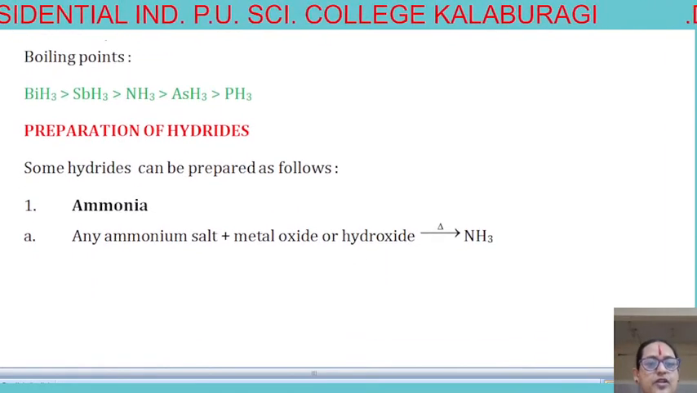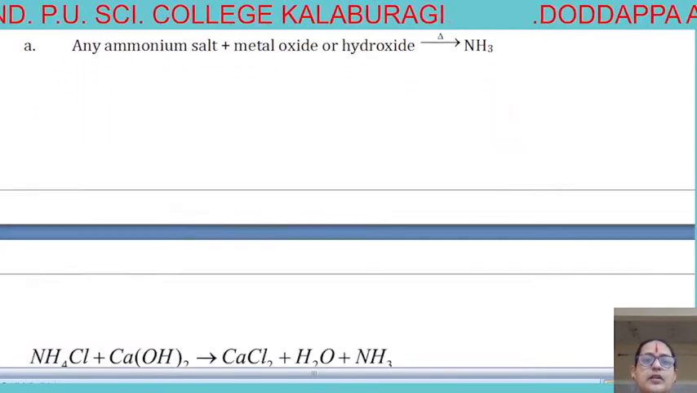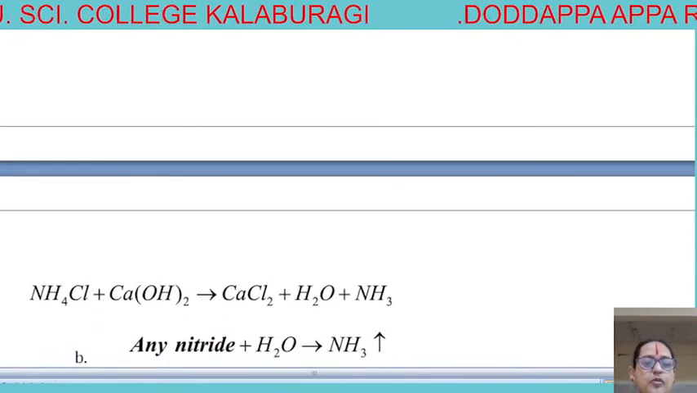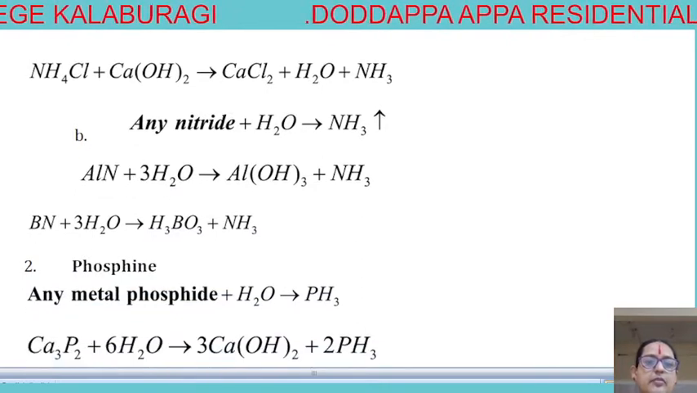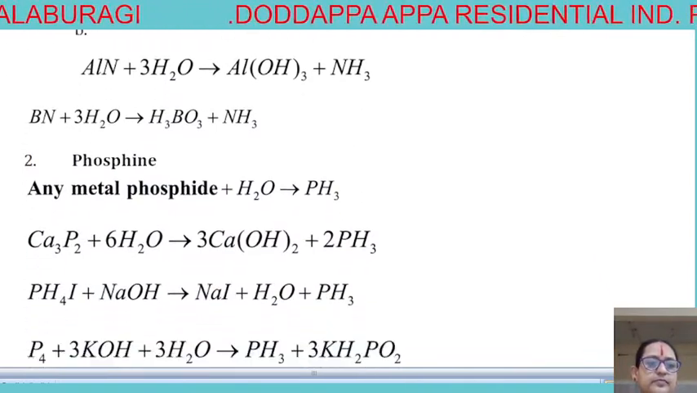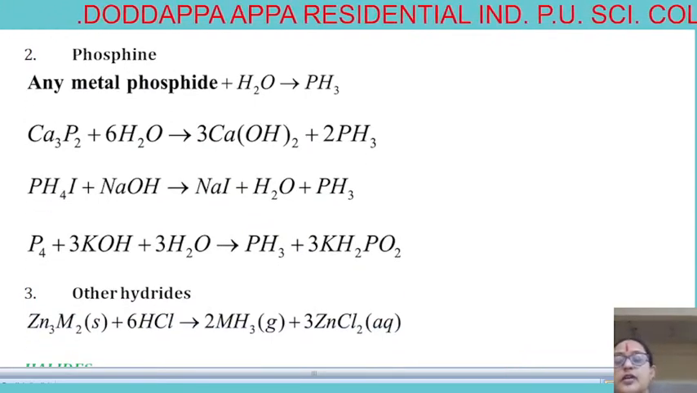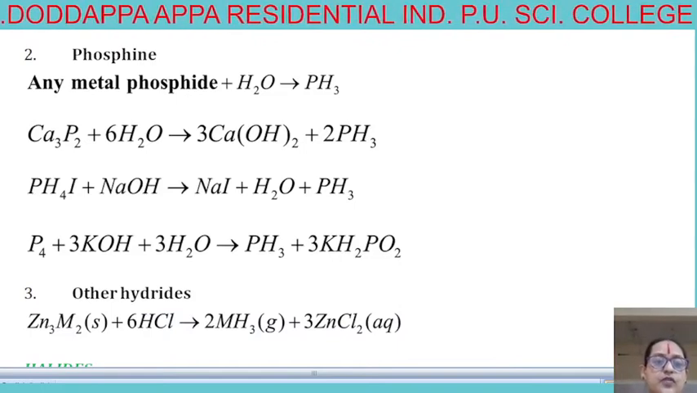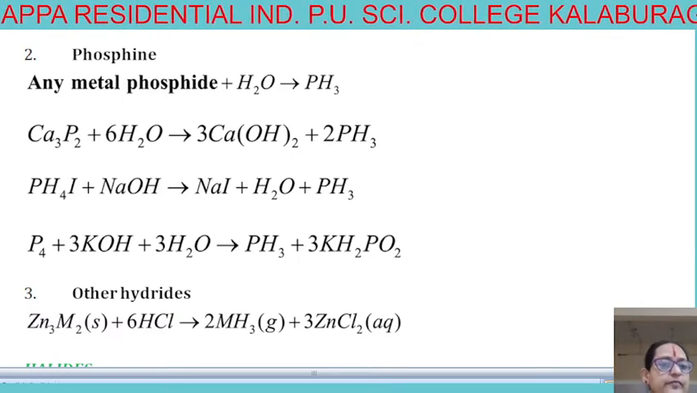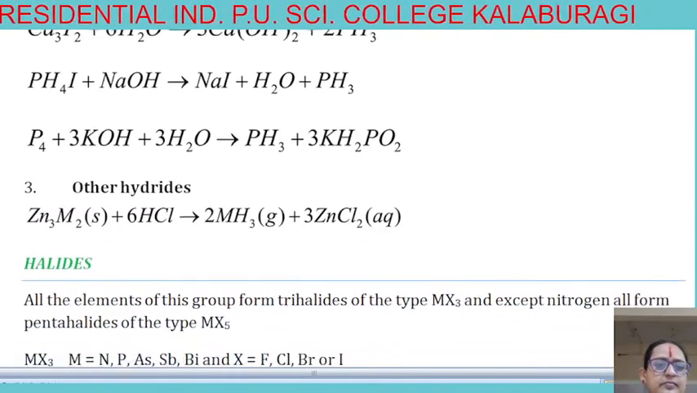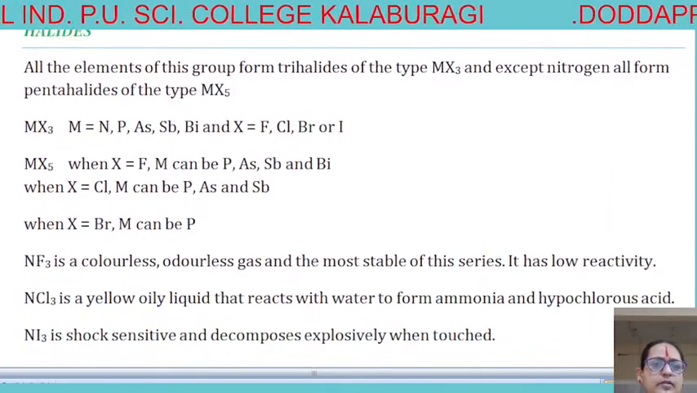Next is preparation of hydrides. First is the preparation of ammonia. Ammonium salts are mixed with metal oxides to form ammonia. One more is with ammonium chloride and calcium hydroxide. Any nitrides and water form ammonia. One more preparation, on a large scale, is by Haber's process. Next is preparation of phosphine. From any metal phosphide and water we get phosphine. Next, other hydrides we have to study, like zinc metal giving zinc chloride.